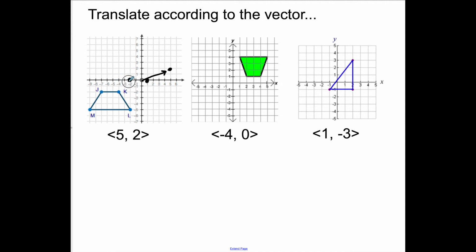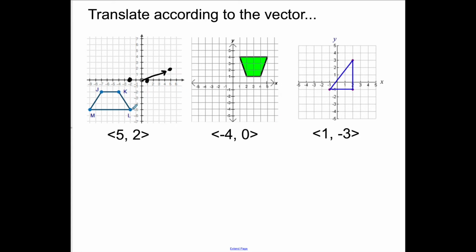One nice thing about translations is it doesn't matter whether you do the Y part first or the X part first, because they're independent of each other, right? You're going to manipulate what you're doing with the X, but the Y doesn't care what's happening with the X coordinate, right? You're doing a whole separate kind of thing there. So you can kind of do it in whatever order is easiest for you.